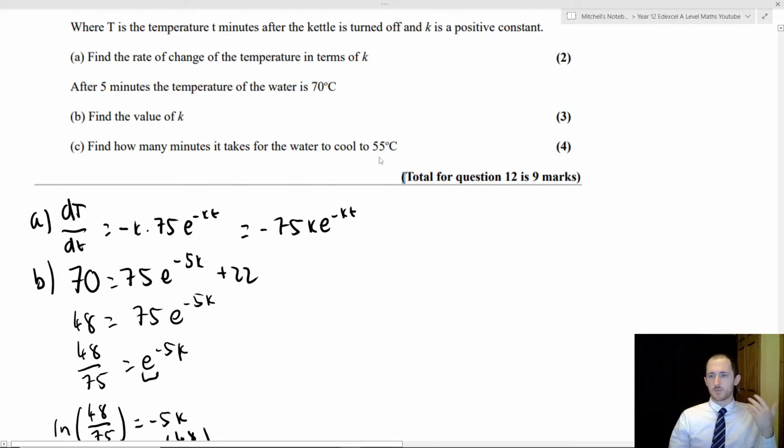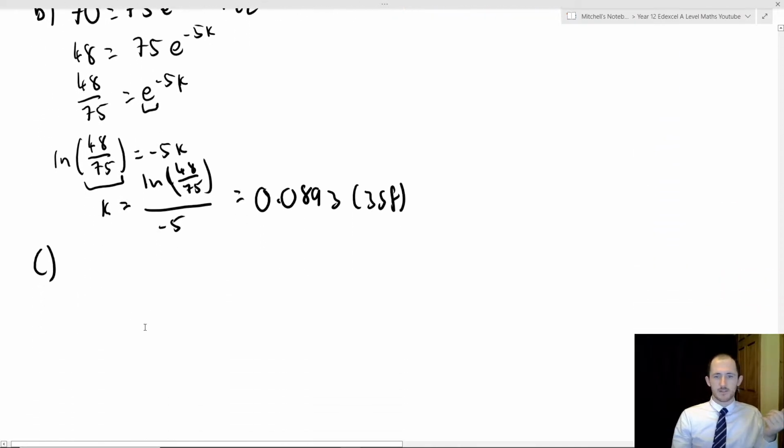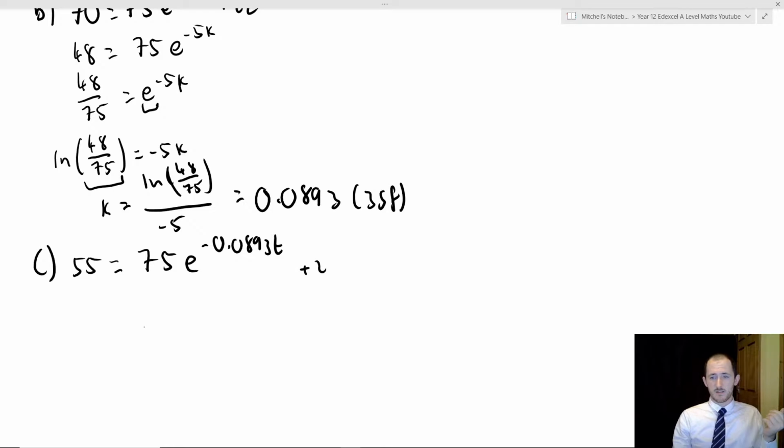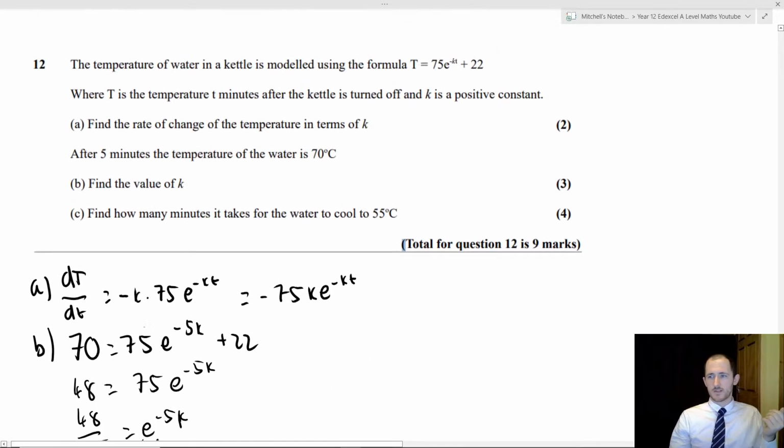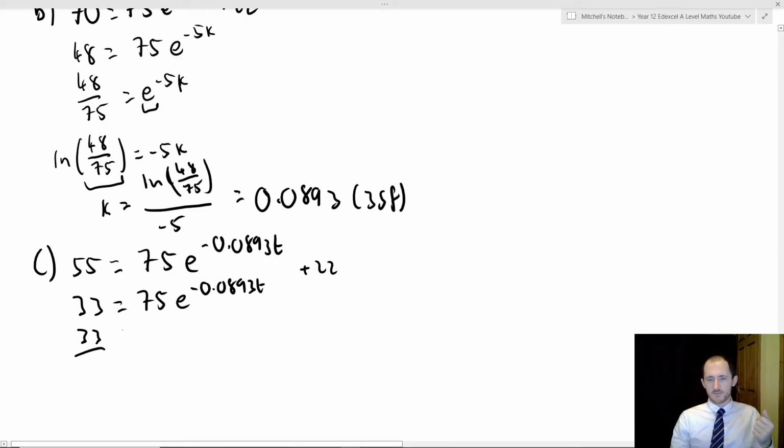Now, how many minutes does it take to cool to 55 degrees? So, T equals 55. So we have 55 equals 75 e to the minus kt plus 22. I'm just doing this from memory, so I will check it in a second. That's what our equation looks like. Subtract 22, we get 33. And again, we're doing basically the same thing we just did. 33 over 75 equals e to the minus 0.0893t.